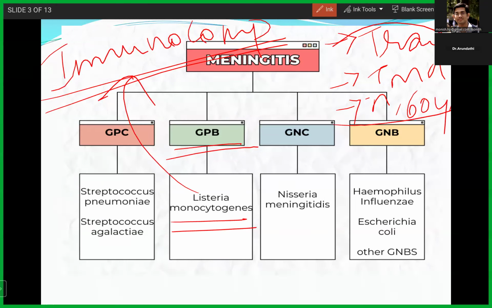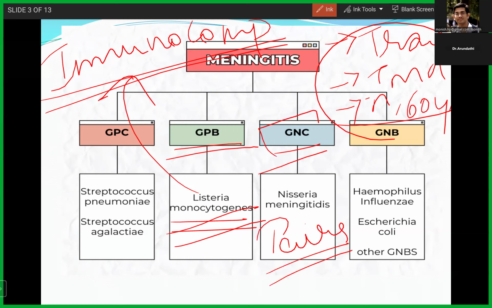So if something like this is there in the question, then the first thought should be about Listeria monocytogenes. Then we have gram-negative cocci. A cocci again which is present in pairs, and yes, can you please think and tell me, gram-negative cocci means what color it should be?